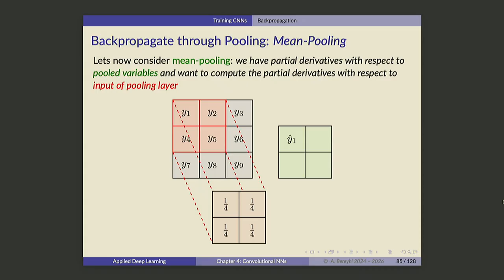It is 1/4, right? Because y1 gets added to y2, y4, y5, all of them divided by 4. This is mean pooling, right? So this means that y hat 1 equals y1 plus y2 plus y4 plus y5, divided by 4, right? If you take the partial derivative, this is going to be 1/4, right? What about this guy? What about y hat 2? If I go for y hat 2, does it include y1?